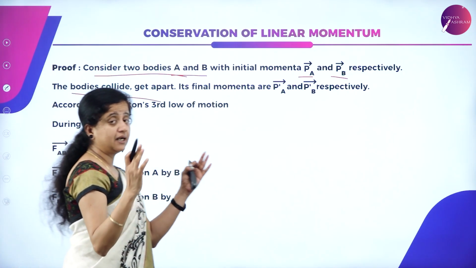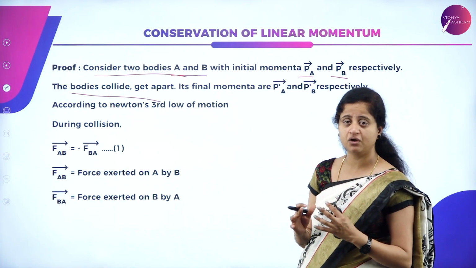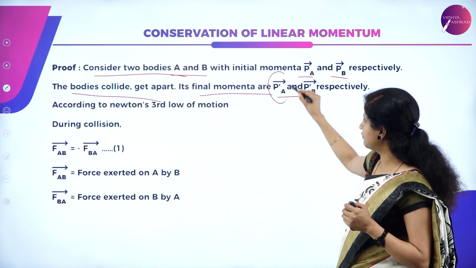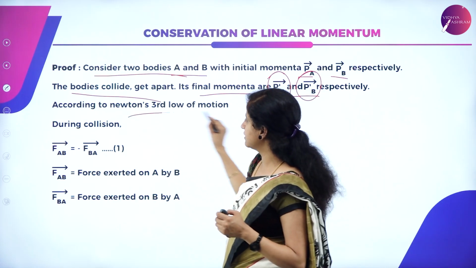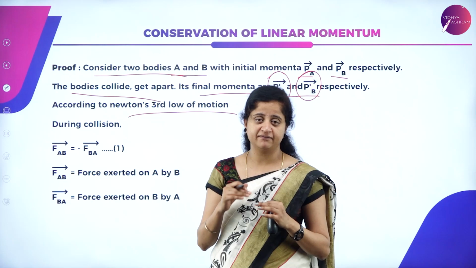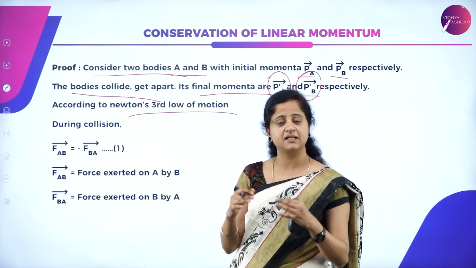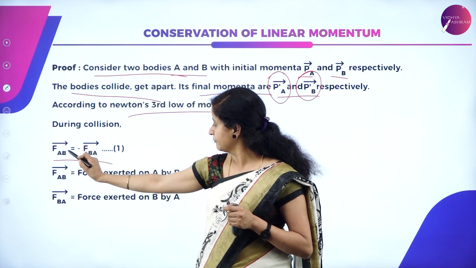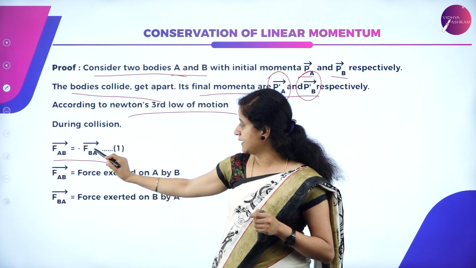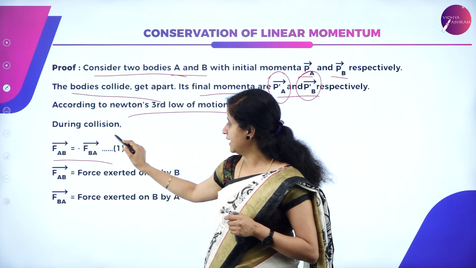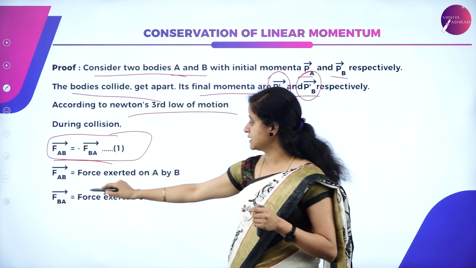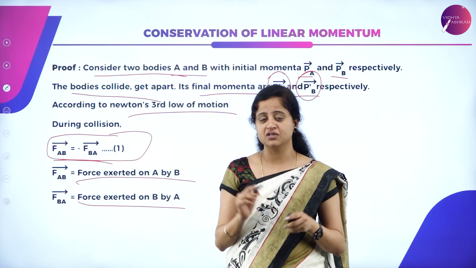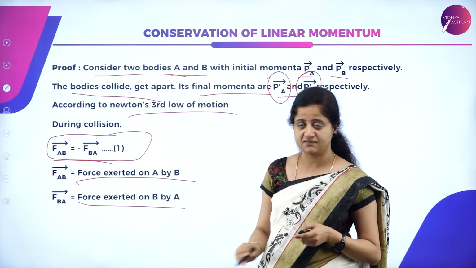The bodies collide and get apart because of the exertion of force. The final momenta of the bodies are given by PA dash and PB dash, that is, the final momentum of body A and of body B. Now according to Newton's third law of motion, during collision the directions of the forces will be opposite, which means for every action there is an equal reaction. So we can write the expression: the force exerted on A by B is equal to the force exerted on B by A but in the opposite direction, hence we denote it with a negative sign. Here FAB is the force exerted on A by body B, and FBA is the force exerted on B by body A. They both exert force but in opposite directions, hence the negative sign. This is my first equation.